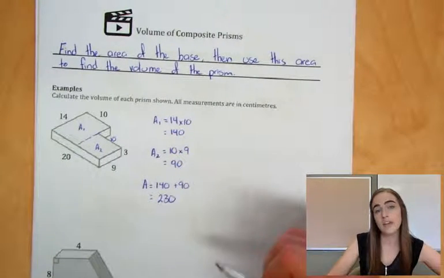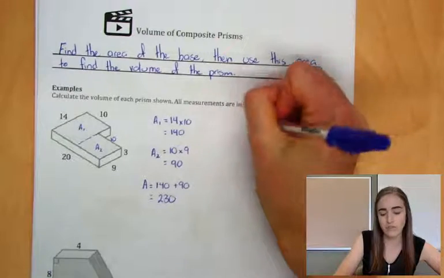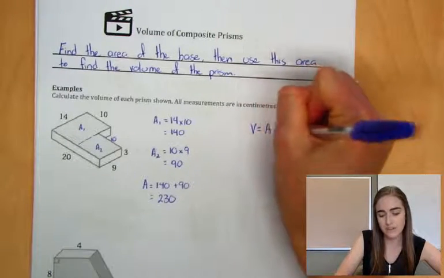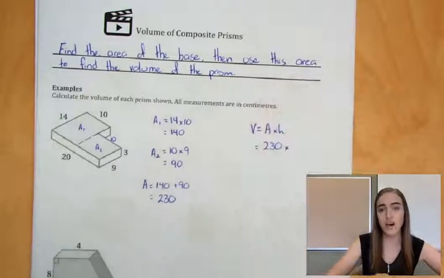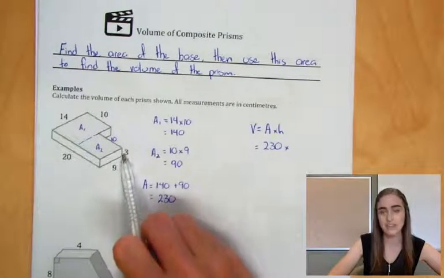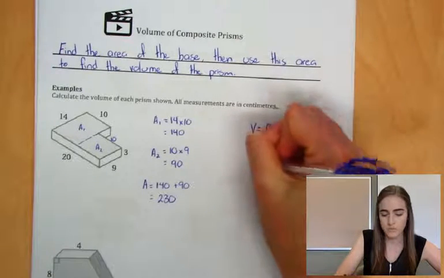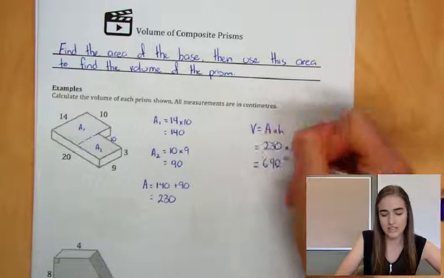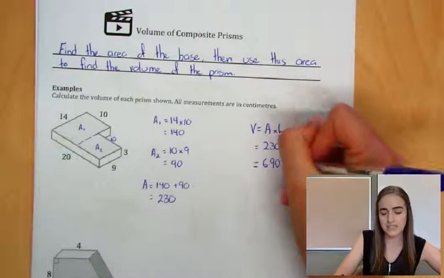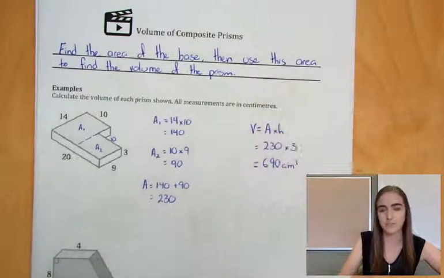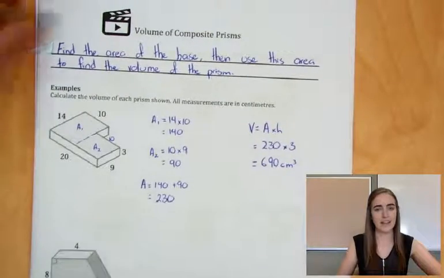So now that we know the area of the base, we're going to go volume equals the area of the base times the height. So we're going to have that 230 times the height of that shape, which is that 3 there, which would give us 690. And because we're told that all measurements are in centimetres, that's going to be 690 centimetres cubed. Let's have a look at our next shape.